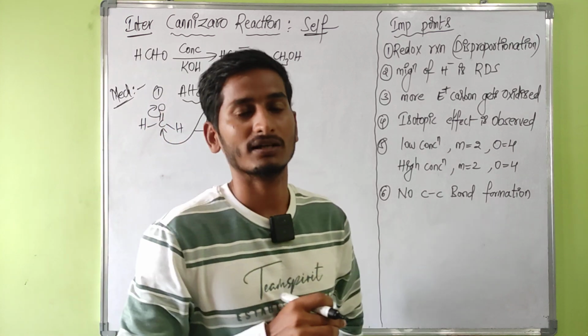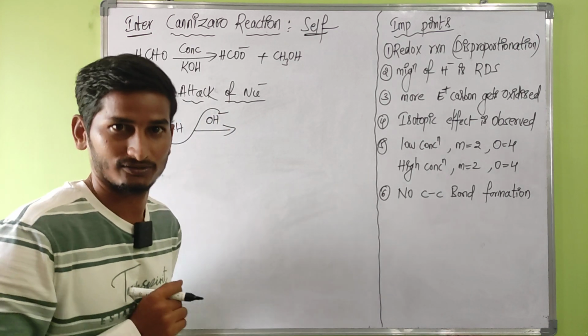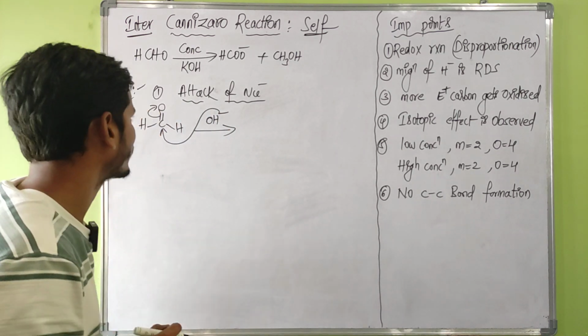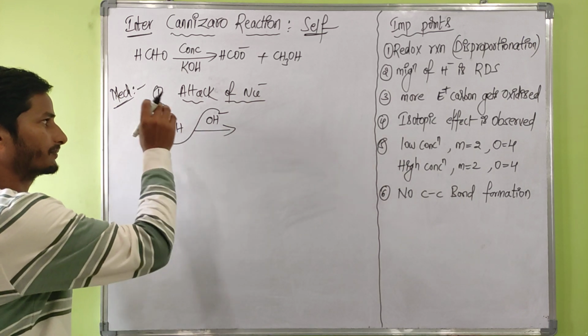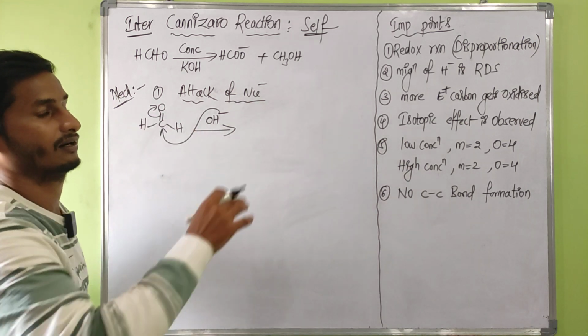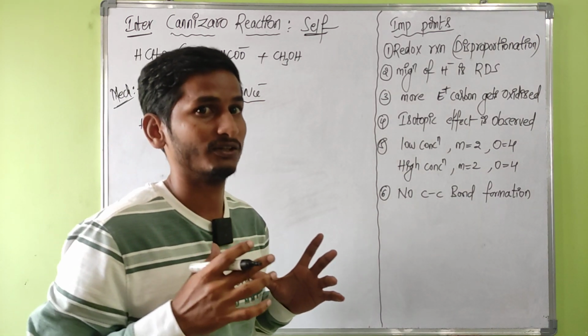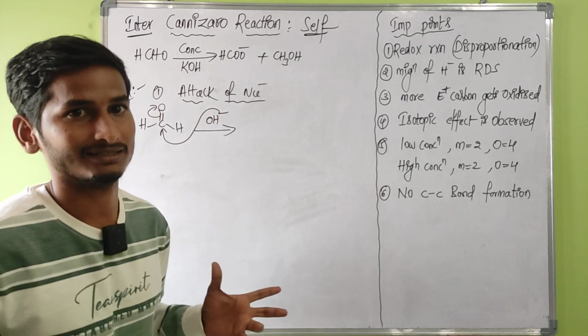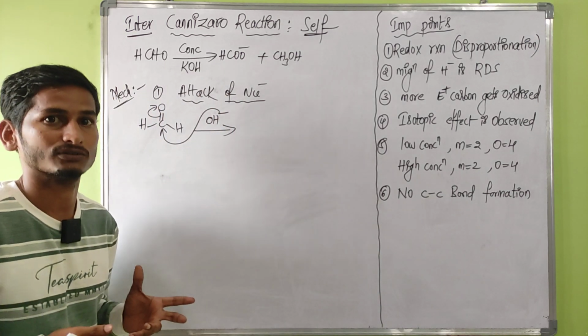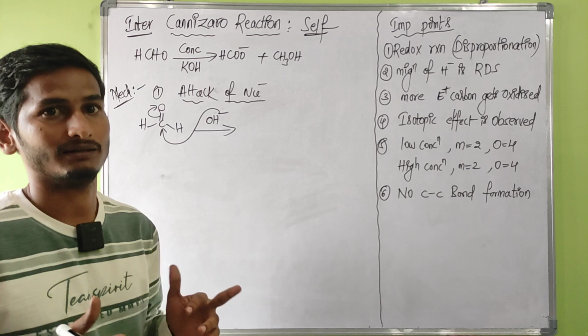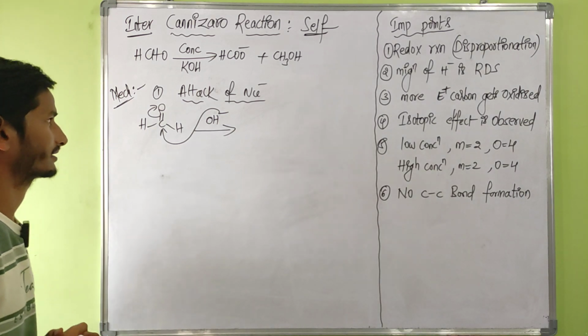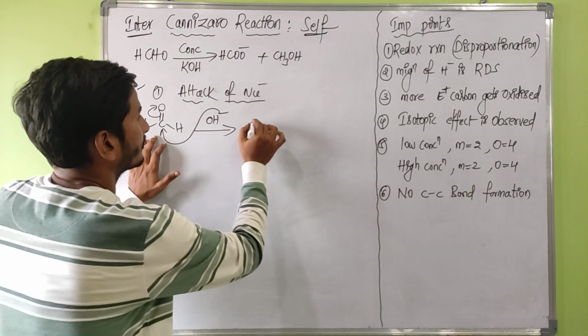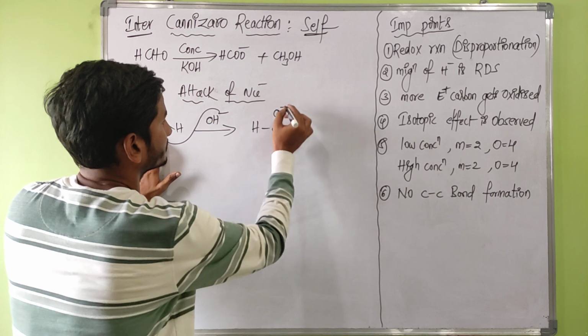Now why did we mention we should not require alpha hydrogens? If we have alpha hydrogens, the base comes and abstracts the hydrogen, which leads to aldol condensation, which we don't require, right? Here we need the Cannizzaro reaction. If we have alpha hydrogen, that leads to aldol condensation. So look at the product, what we got here.